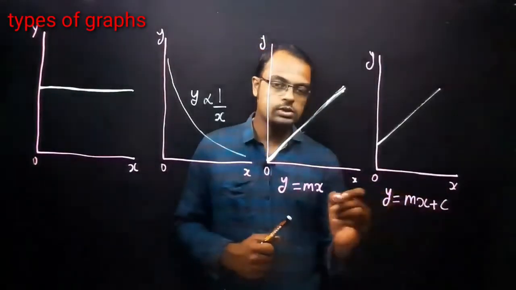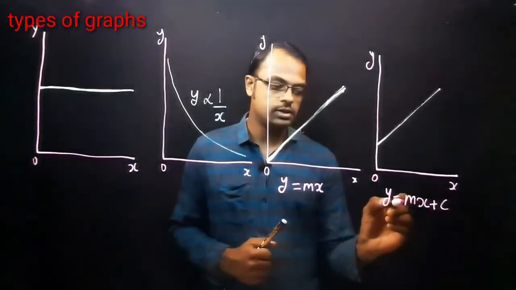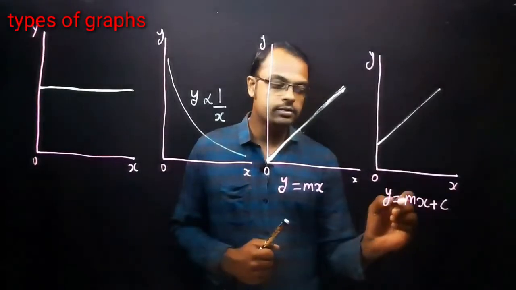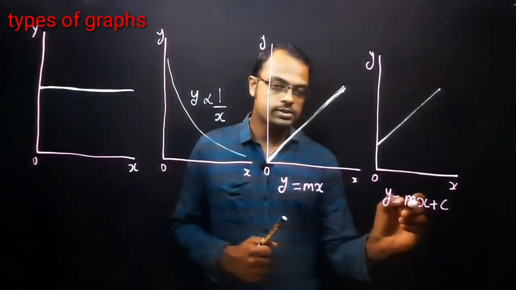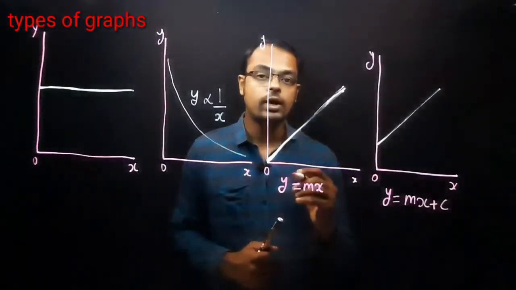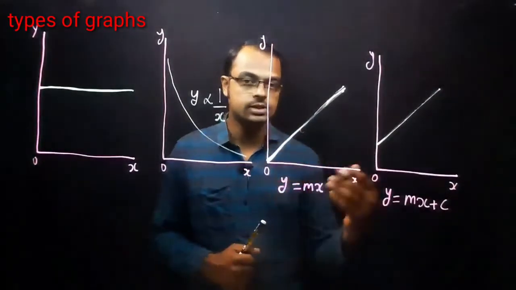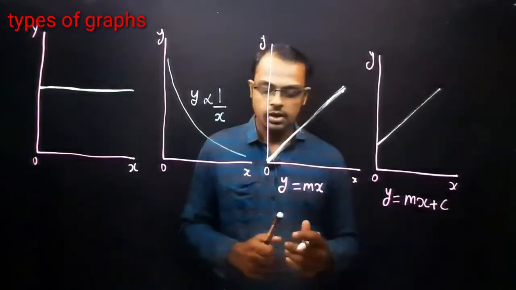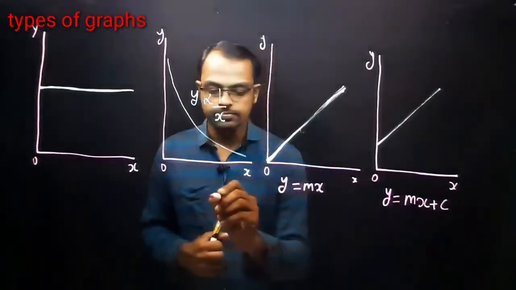As you already know what all these letters represent: m is the slope or gradient, y is the y-axis value, x is the x-axis value, and c is called the y-intercept. We'll discuss it in detail now.